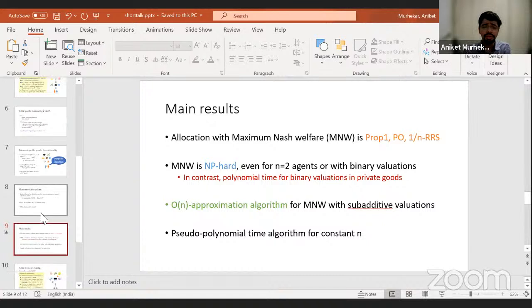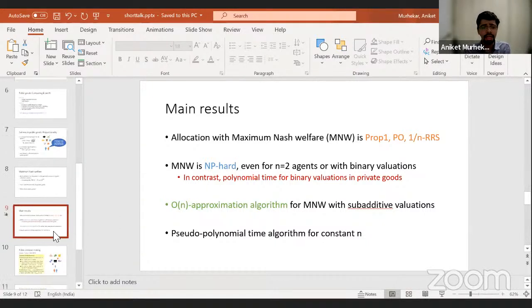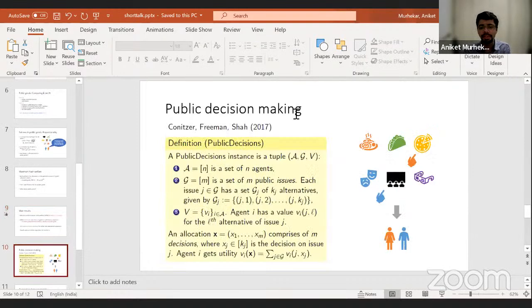Before I talk about my last result, I'll introduce this model of public decision making, which was introduced by Conitzer, Freeman, and Shah in 2017. Here, once again, we have a set of n agents, and instead of public goods, we have a set of m public issues, and each issue has a set of alternatives. For example, in this example, we have two issues. These two agents are trying to decide what to eat and what to watch. An allocation here simply comprises a decision on each issue.